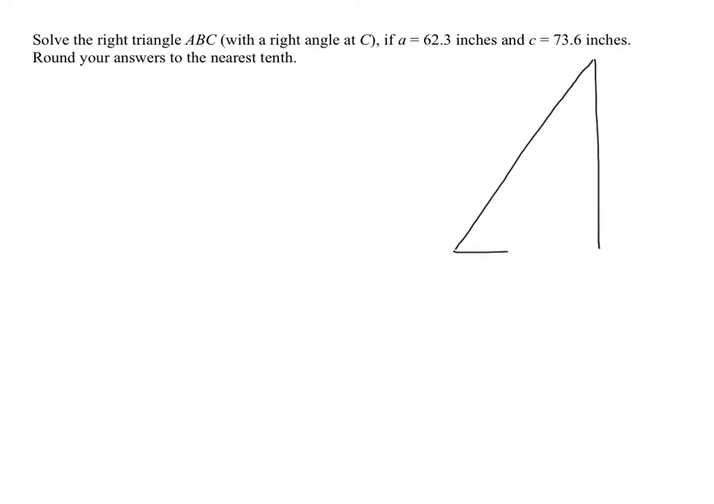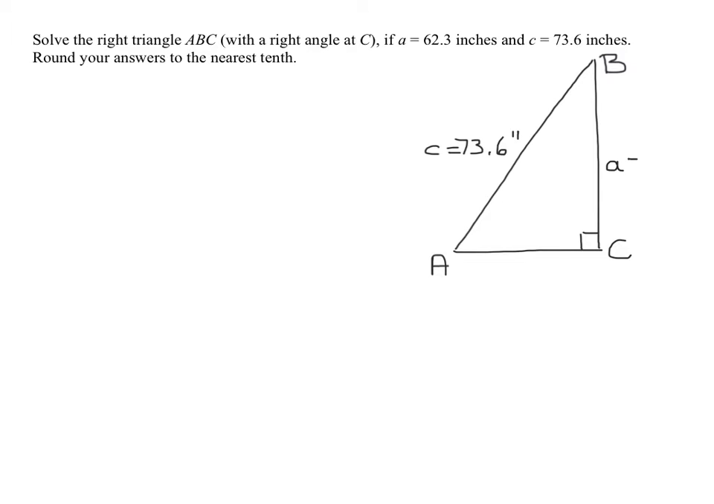So here's my right triangle, and we're told that angle C is the right angle. And so remember, the side opposite angle C is labeled little c, and we know in this case it's 73.6 inches. And it doesn't matter whether I call this angle A or this angle A. It makes no difference. So I'm just going to call this one angle A and this one angle B. Then the side opposite angle A over here is going to be little a.